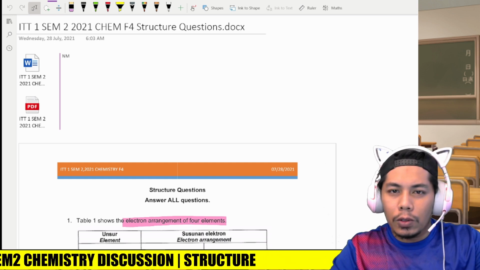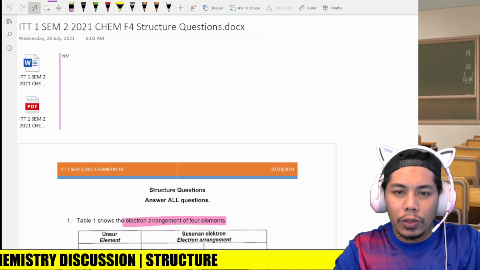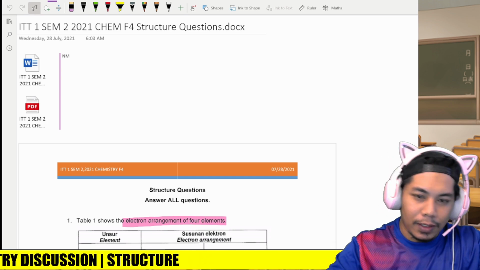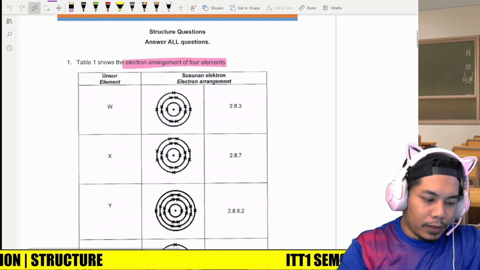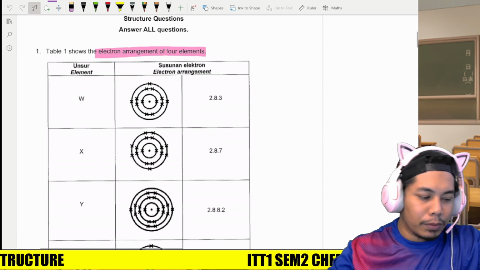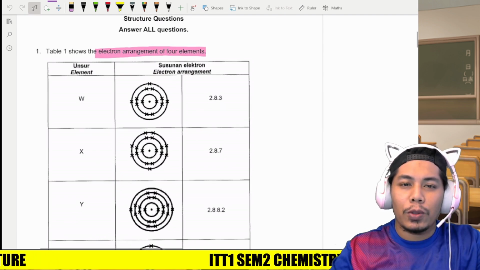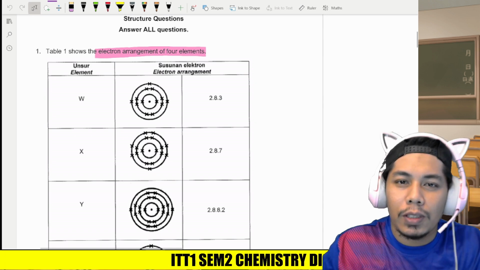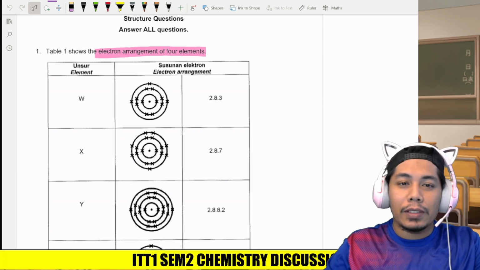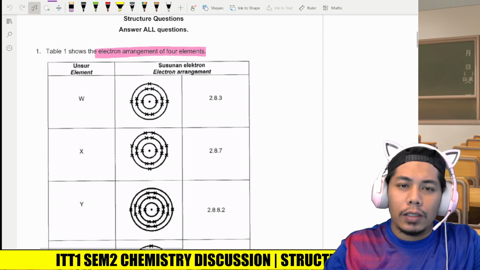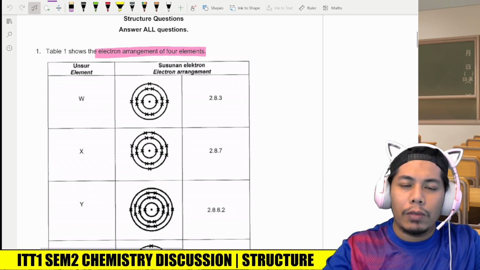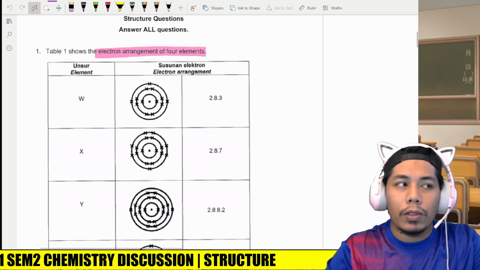Okay, in this video I will discuss the structure questions. For question number 1, Table 1 shows the electron arrangement of 4 elements. Based on the table, there are 4 elements given with their electron arrangements.